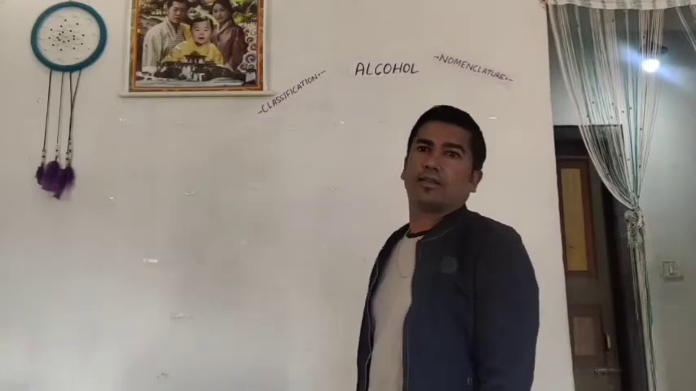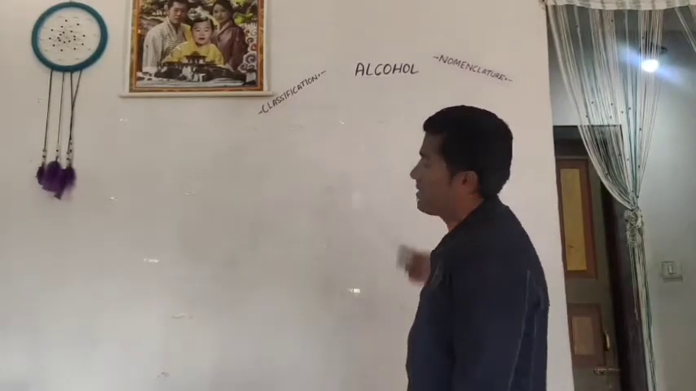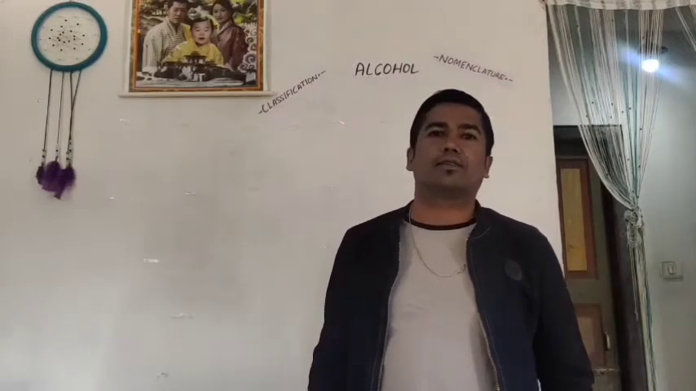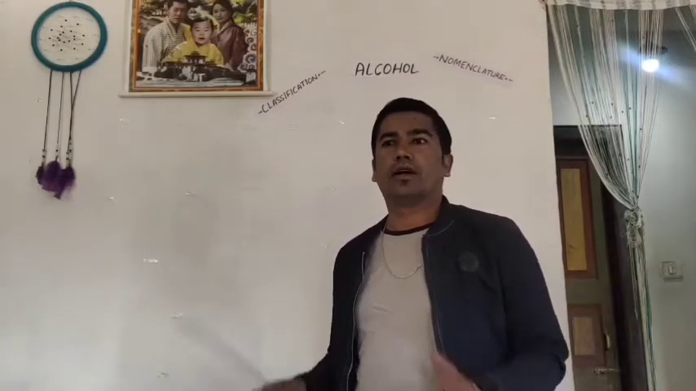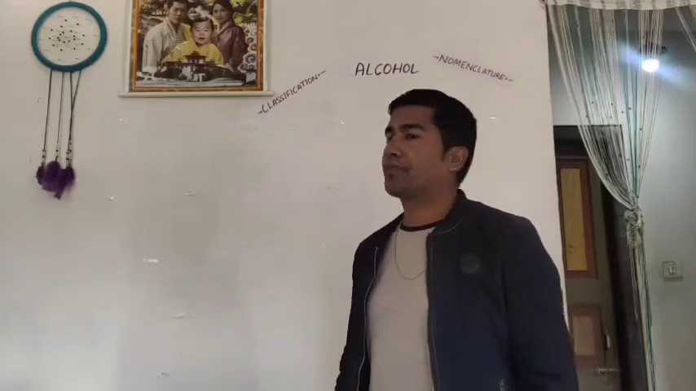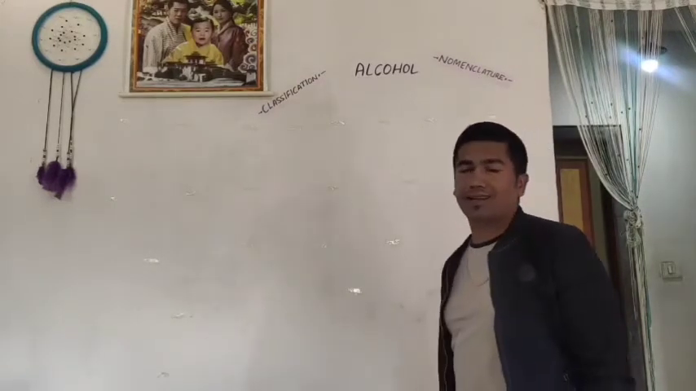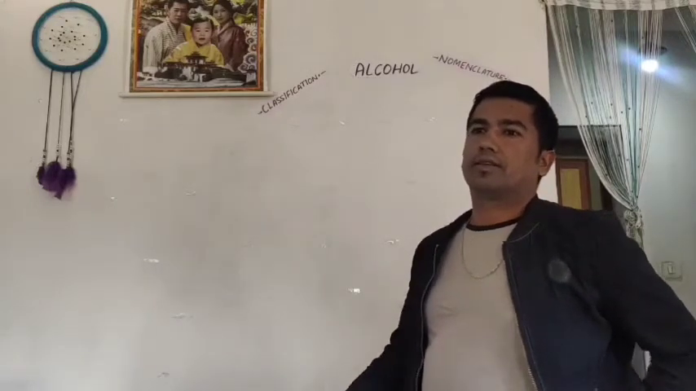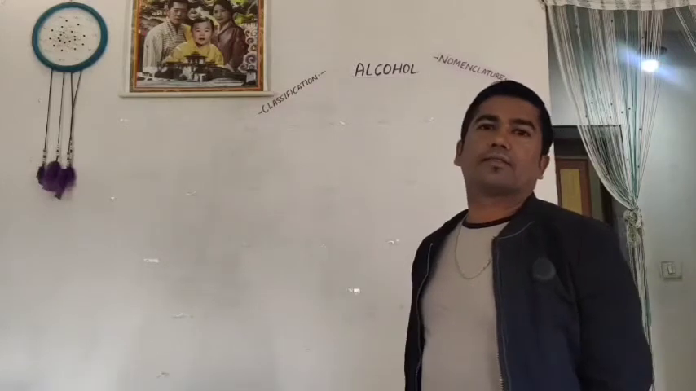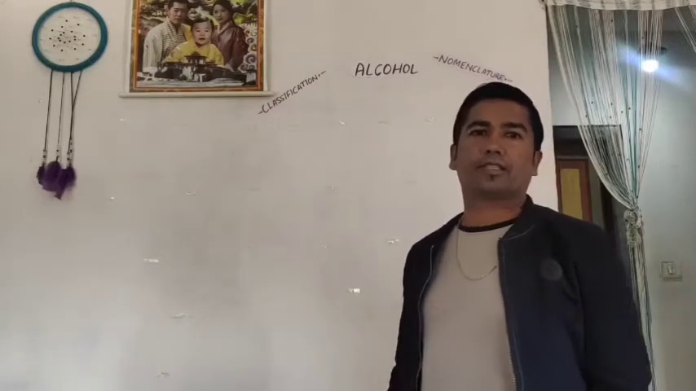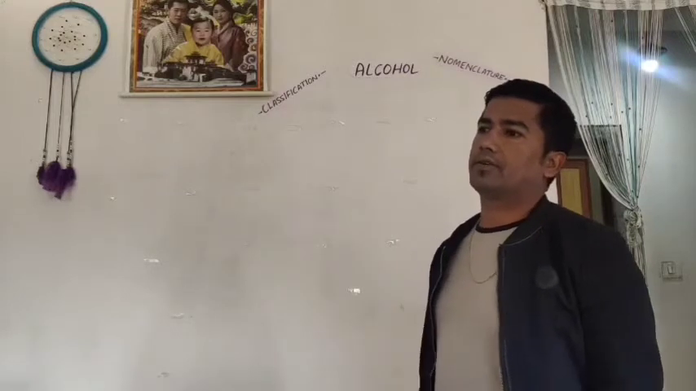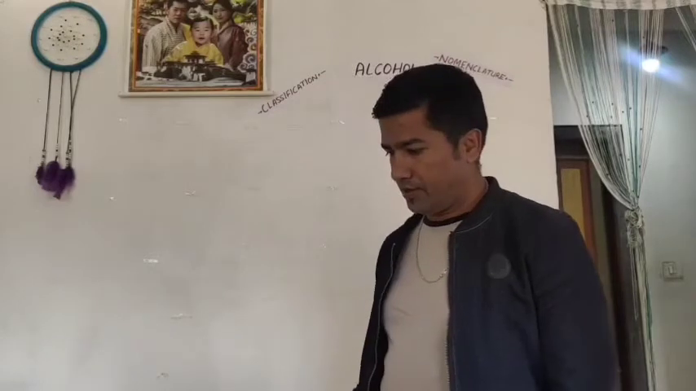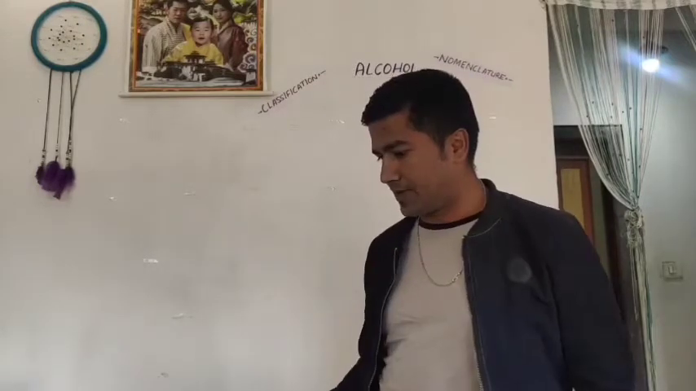Now there is a certain difference between classification and nomenclature. Classification is under what type the alcohols are grouped. Nomenclature is the naming of alcohol based on the position of the OH functional group and the number of carbon atoms present in it. So firstly, let's talk about classification.